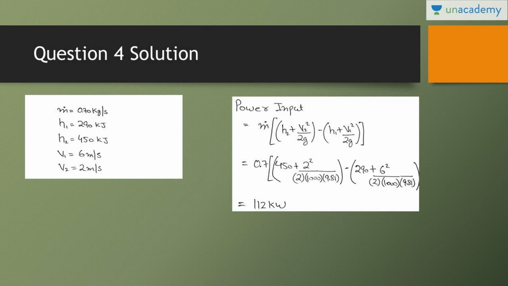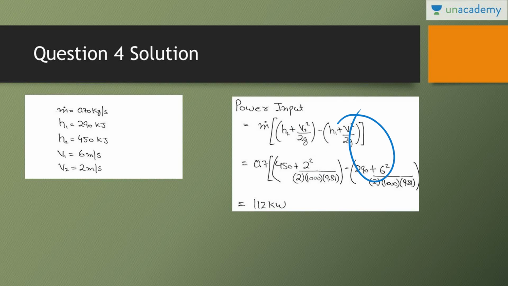So we will first of all use, obviously, the steady flow energy equation. Mass flow is given as 0.7, H1 is 290, H2 is 450, velocity V1 is 6 and V2 is 2 meter. Here V1 and V2 are the velocities. So power input is equal to mass flow rate into (H2 plus V2 square by 2g) minus (H1 plus V1 square by 2g). It is power input to the compressor.